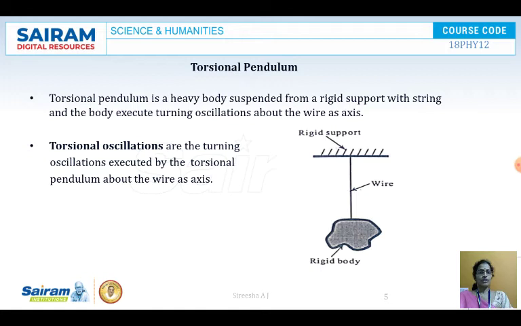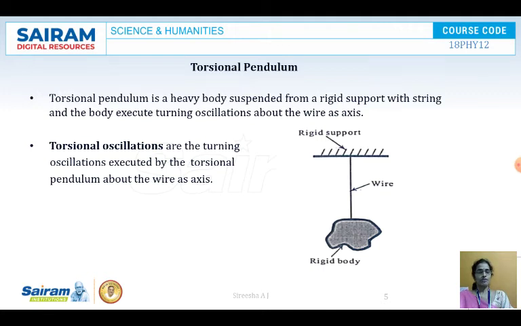So when you give a small twist at the free end of the pendulum, it keeps rotating along a twist. So it is executing turning oscillations about the axis of the wire. The rotations will be along the axis of the wire. This is the turning oscillations.